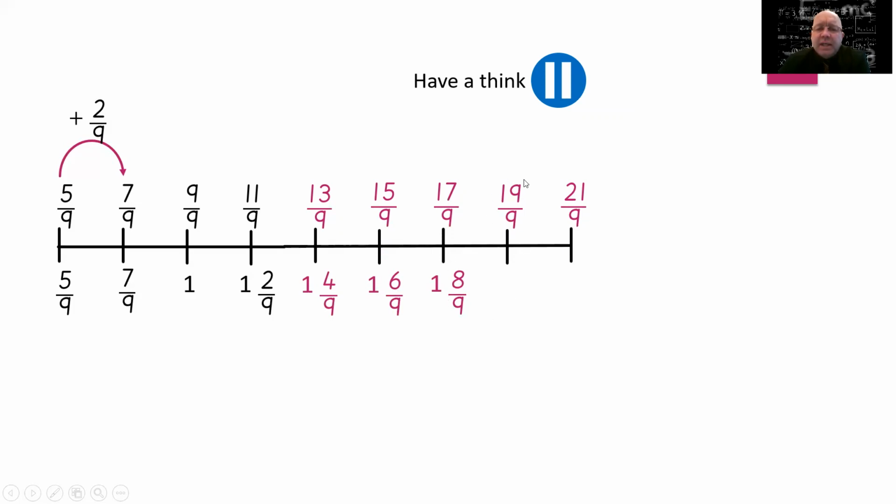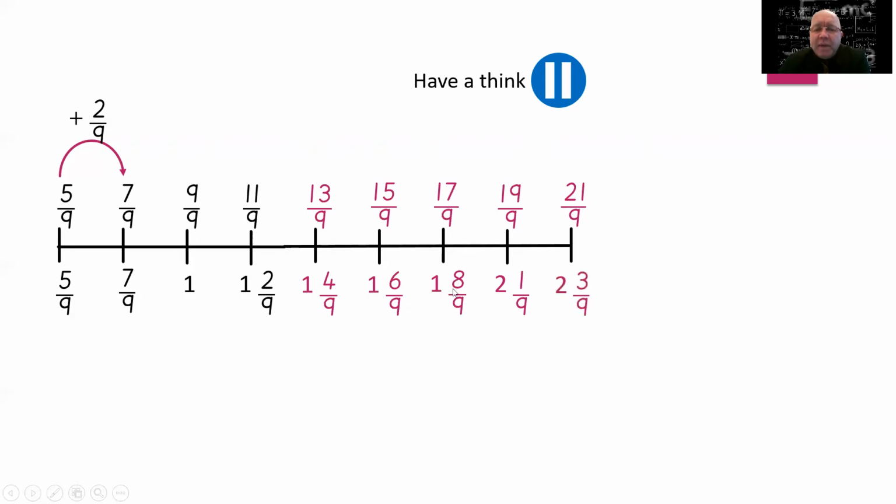Now we get to 19/9. Now we could be very lazy and say 1 and 10/9, but it wouldn't just be lazy, it'd be wrong. How many nines in 19? Well, there's 2. So we've got 2 whole ones and then 1 remainder. So it's actually 2 and 1/9. Don't fall into that sort of trap of being lazy and just keep adding 2. You've got to be paying attention to see if we go to the next whole number. And in this case, we do. And then the final one, 2 and 3/9.